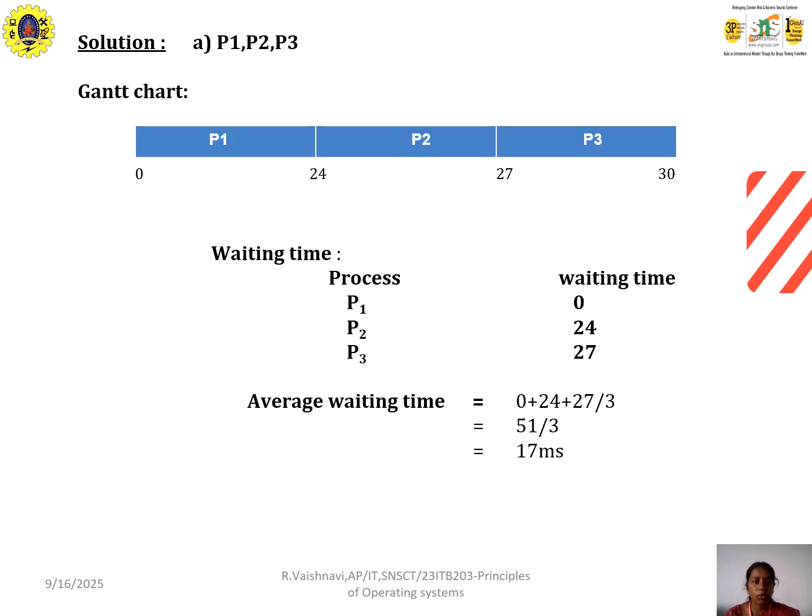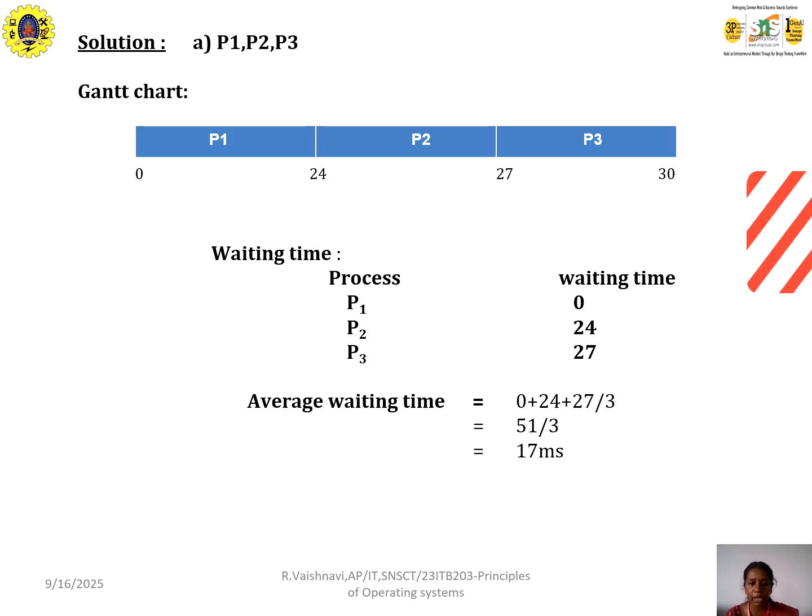Next, here we have the solutions. First one will be process 1, process 2 and process 3. For these, here we have the Gantt chart. In the Gantt chart, process 1 executes for 24 milliseconds, so we denote here as 24. Then for process 2, the burst time will be 3 milliseconds, so 24 plus 3 is 27. And then for the third process the burst time will be 3, so 27 plus 3 will be 30.